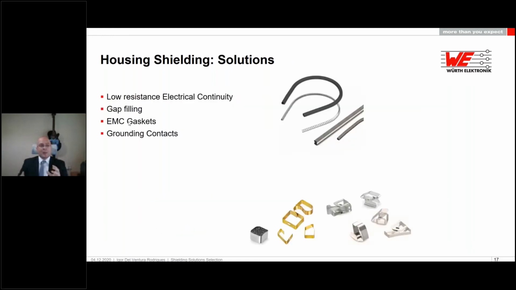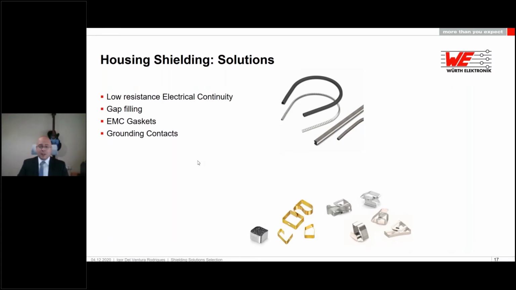Basically, when it comes to housing shielding solutions, we will divide them between EMC gaskets and grounding contacts. EMC gaskets will primarily fill these gaps, and grounding contacts will primarily connect the ground planes of two PCBs, or perhaps a PCB to an enclosure, to the common ground point. Both of them have to offer you low resistance, because you want electrical continuity, and also the ability sometimes to fill these gaps that we've seen, be they macroscopic or microscopic.